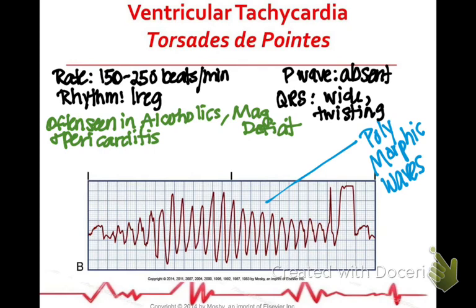Is that a magnesium deficit? It can be a magnesium deficit, yeah. Mag deficit or pericarditis.